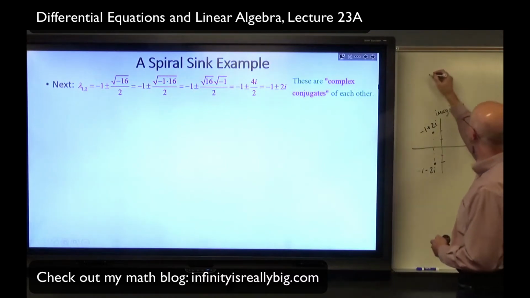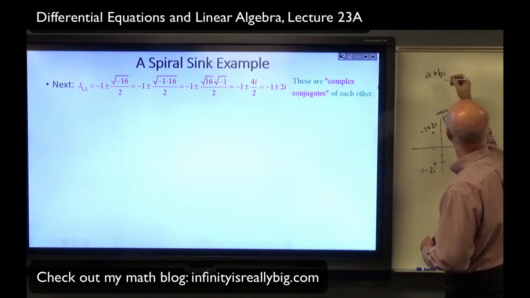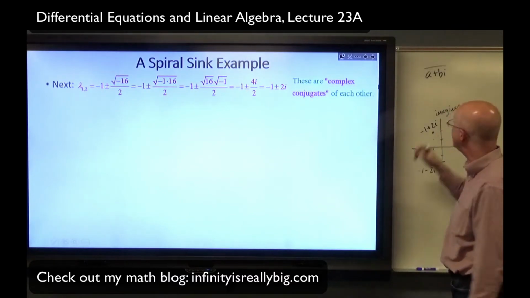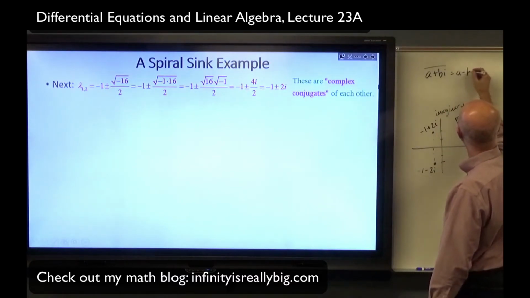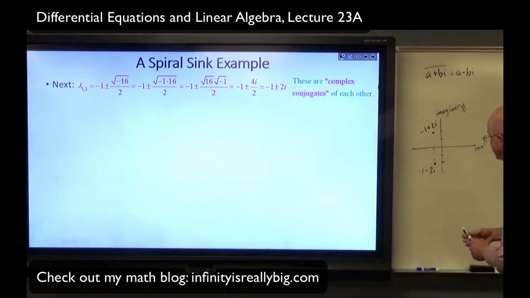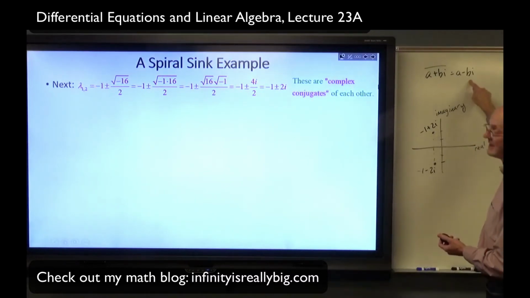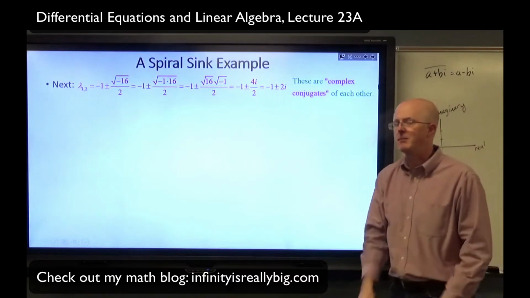The complex conjugate of an arbitrary complex number, typically written with a bar over it, is a minus bi. A plus bi is the original complex number. I put a bar over it, that means complex conjugate, a minus bi. Keep in mind, if b is negative, then negative bi would be plus some positive number times i.